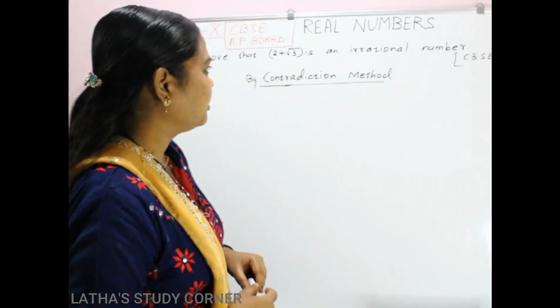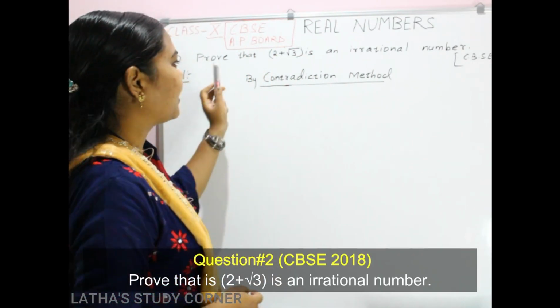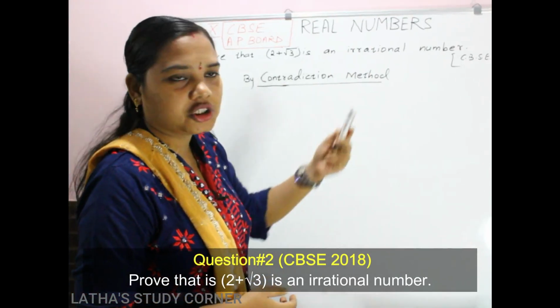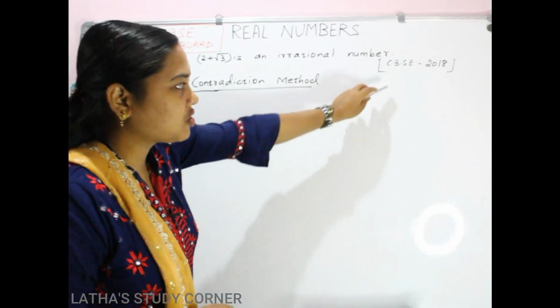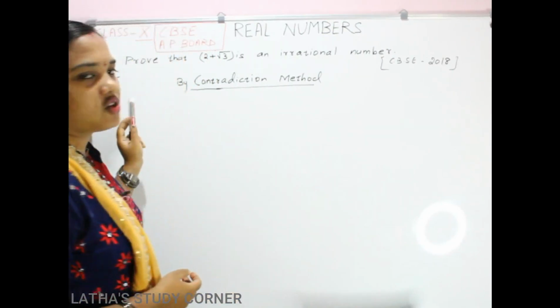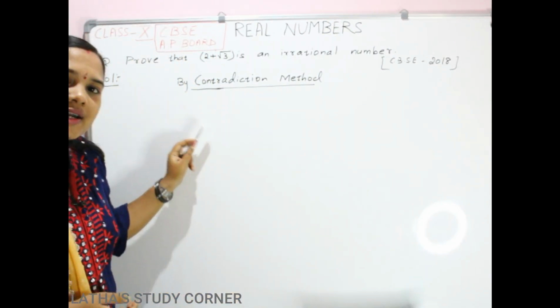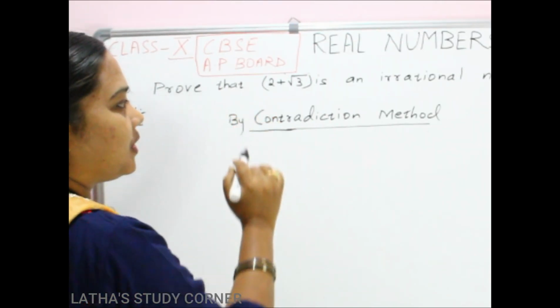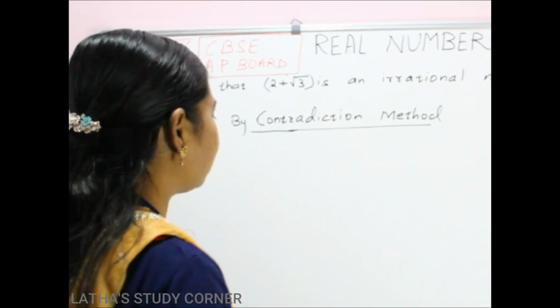So here we are going to see the next question. Prove that 2 plus root 3 is an irrational number. You can see, friends, this question also came in the CBSE 2018. This question also we are going to prove by the contradiction method. So what will we do? We will consider 2 plus root 3 as a rational number.